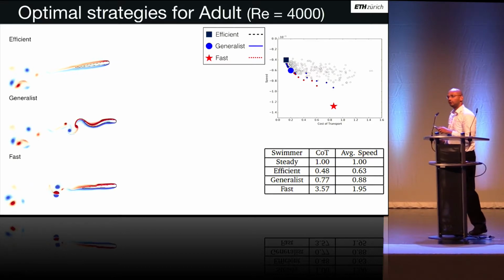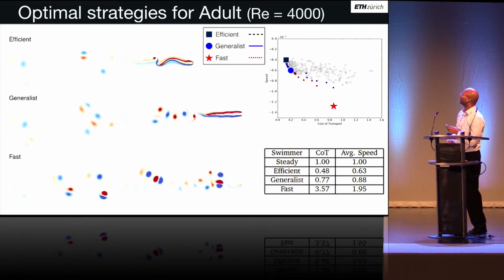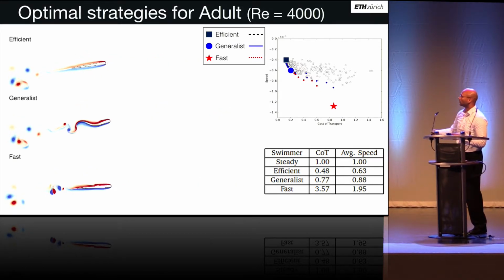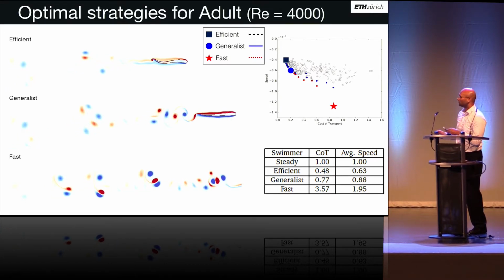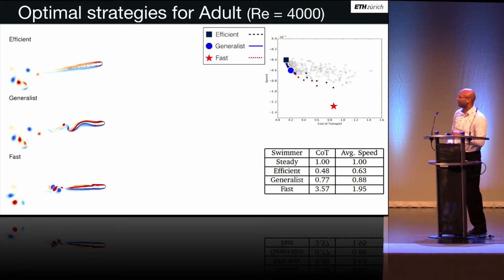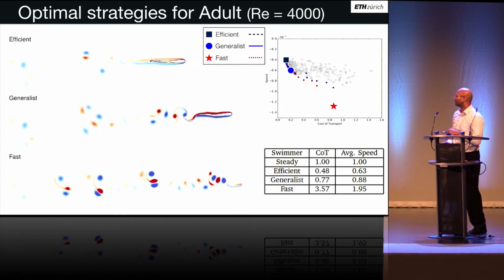Nothing changes in these simulations. The only thing we changed was the viscosity to get to the correct Reynolds number. And again, the efficient swimmer tends to coast along for a long time, and the generalist does a combination of coasting and steady swimming. But this time, the behavior for the fast swimmer is different from what we saw earlier. This time, you do get a lot of coasting.